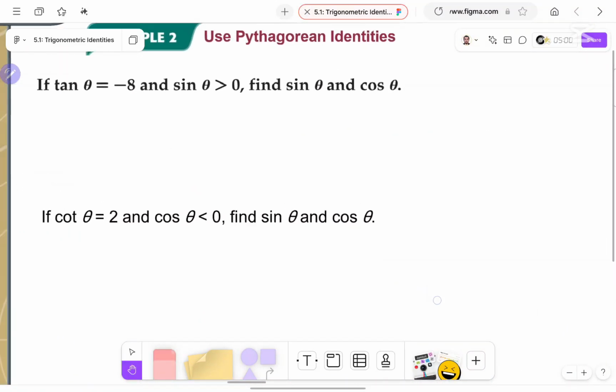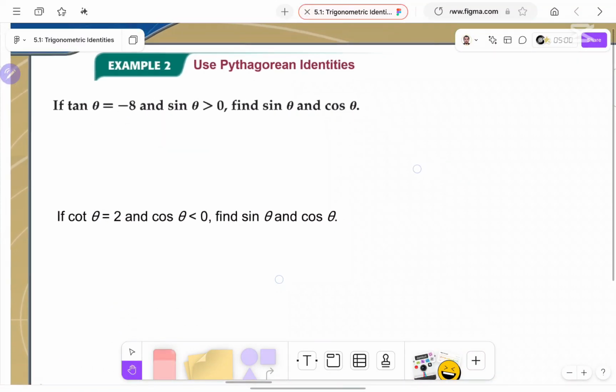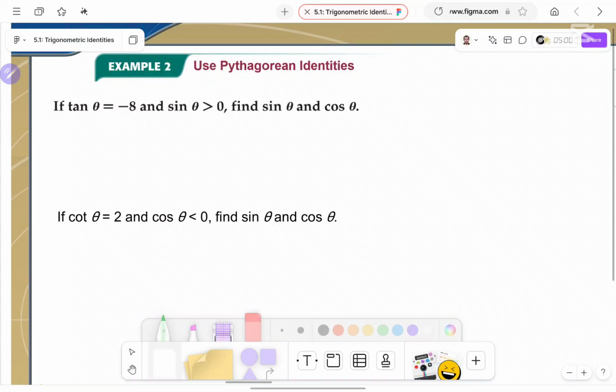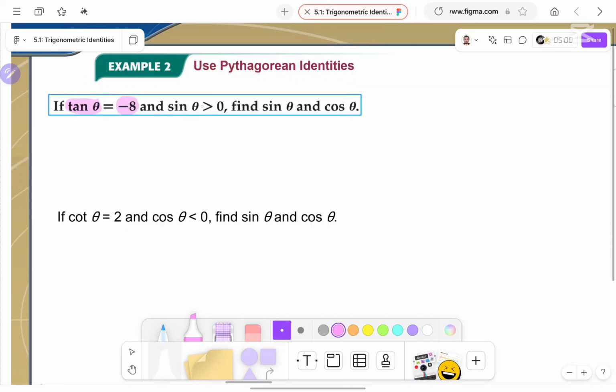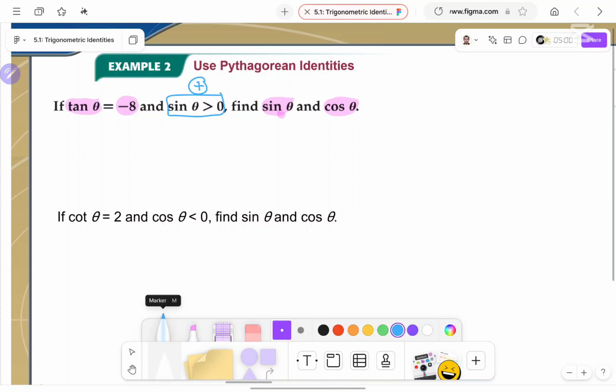Now let's start solving the first one, using Pythagorean identities. For this first one, tan is given: tan theta is equal to negative 8. And it says that sine is greater than 0, which is positive. So we need to find sine and we need to find cosine. Now let's start solving this question.